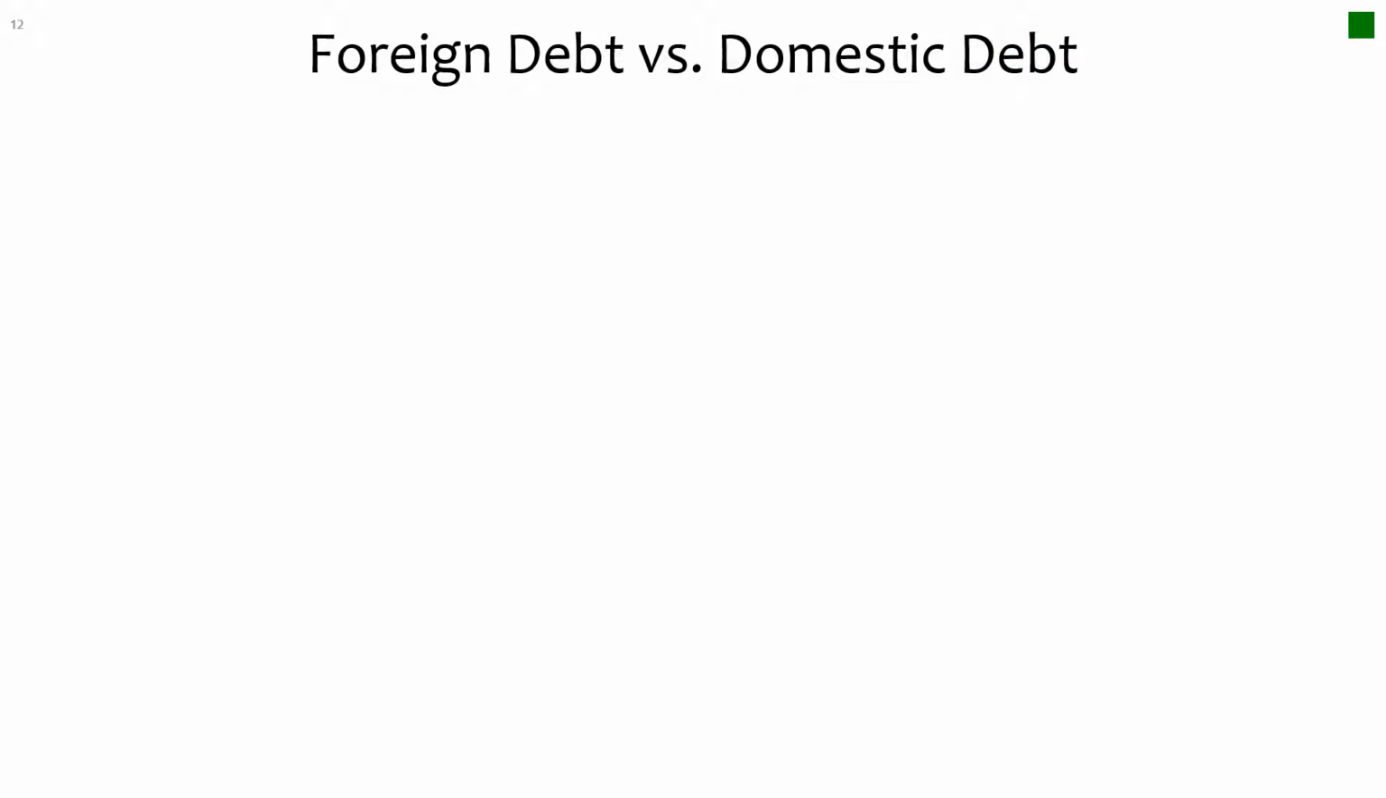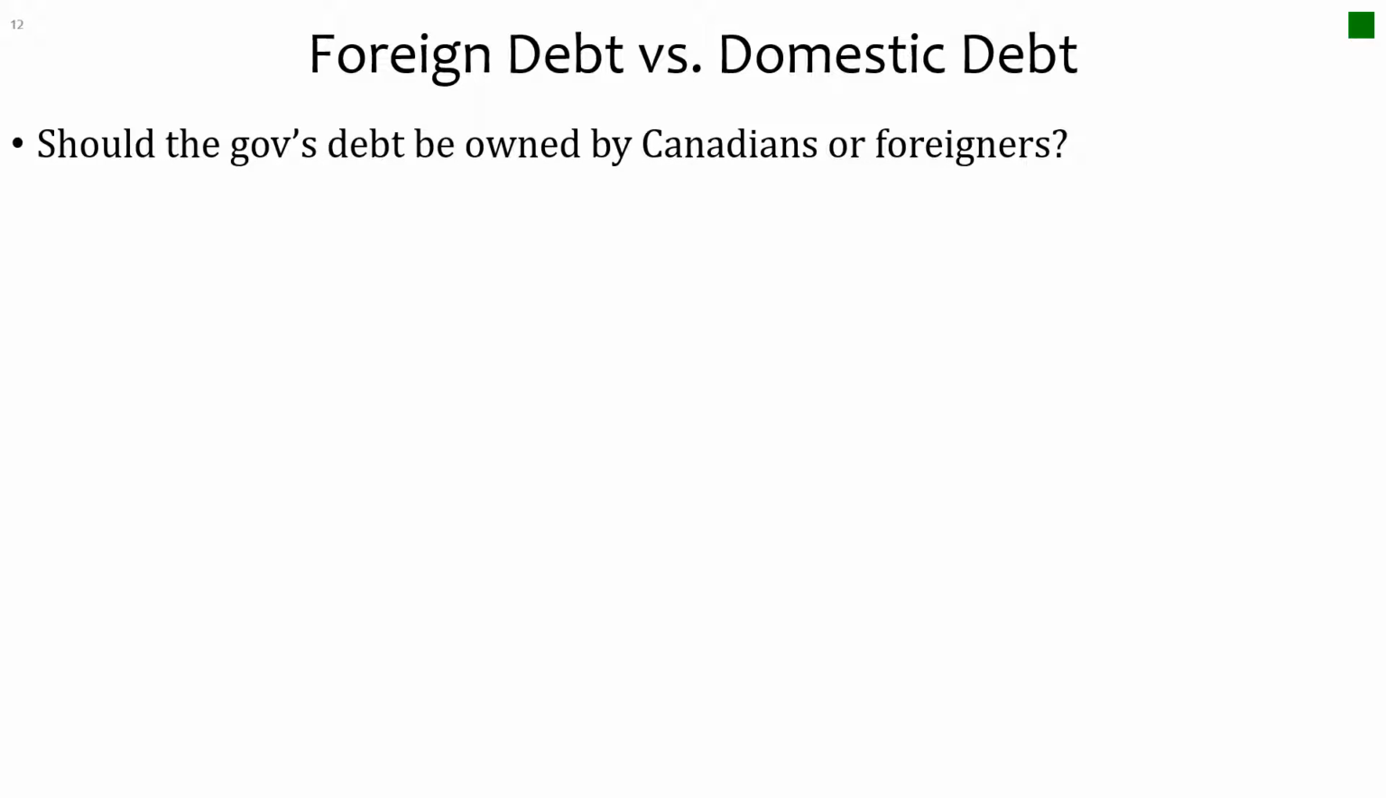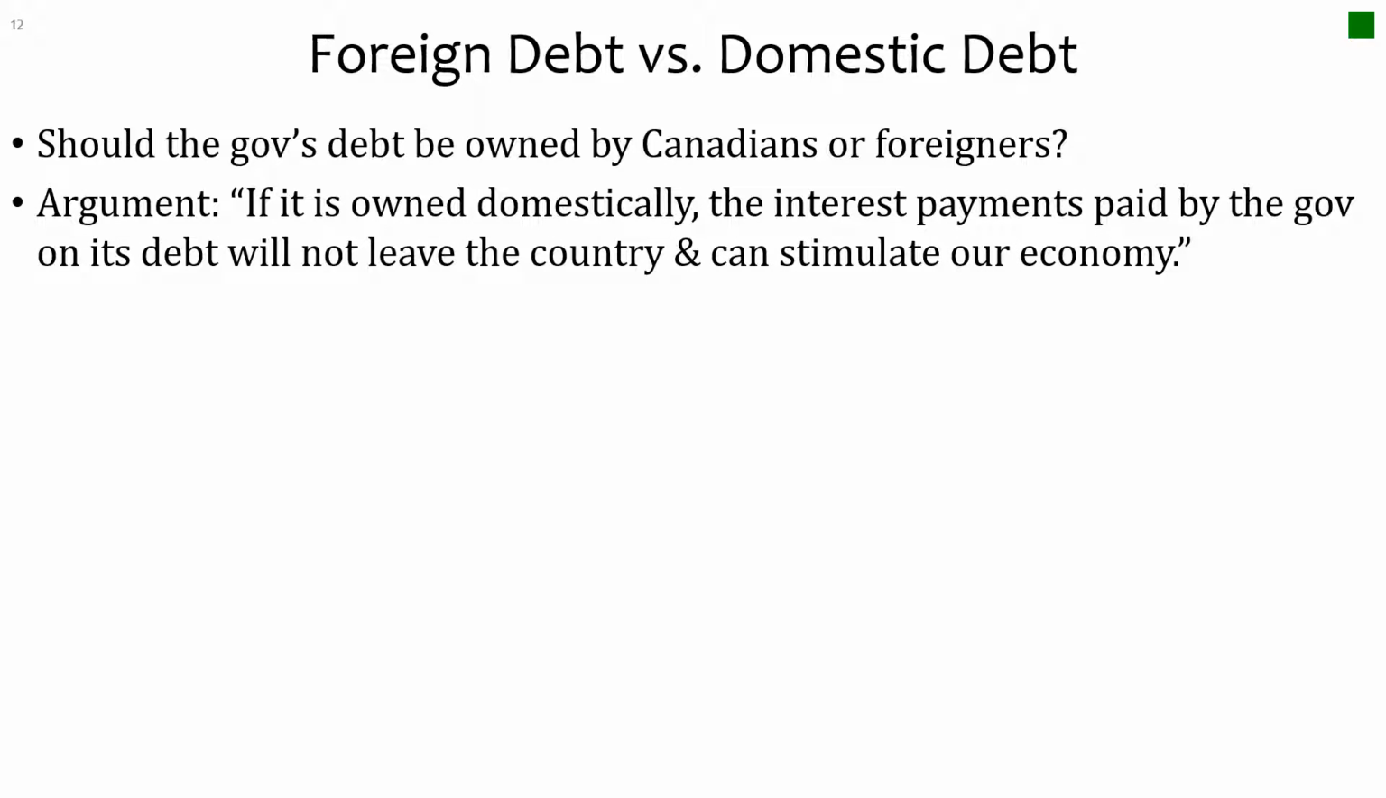An interesting question about the government debt is who should own it? Should the government's debt be owned by Canadians or by foreigners? An argument here is, if it is owned domestically, then the interest payments by the government on its debt will not leave the country, and it can stimulate our economy. So it's better to have Canadians own our debt instead of foreigners. But this is a fallacy.